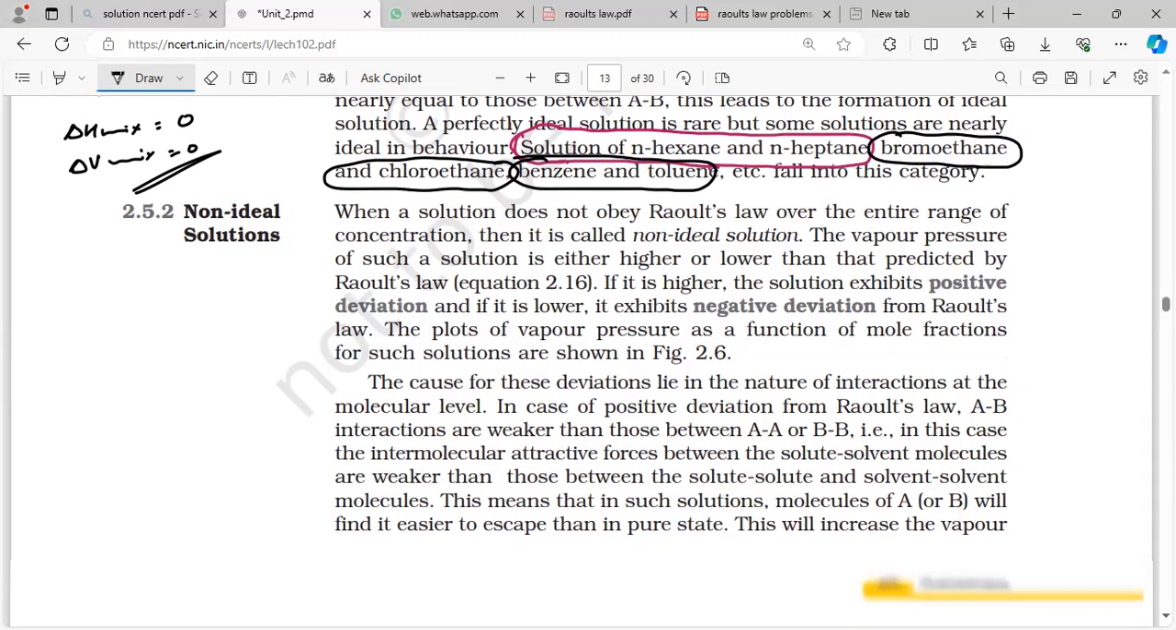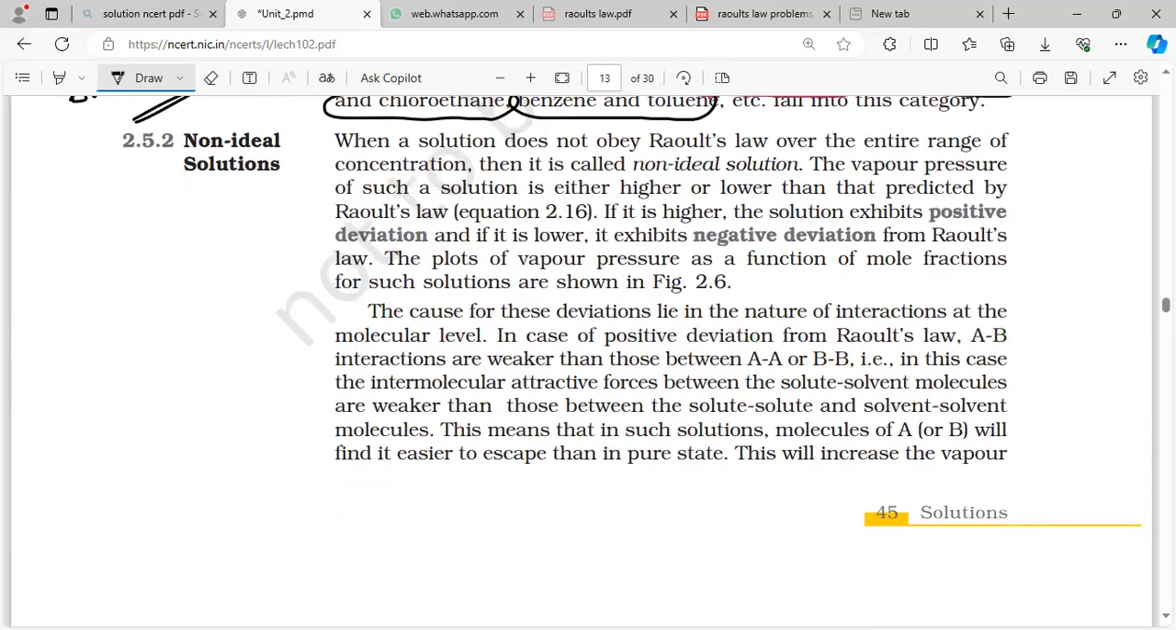Okay. Now we are dealing with the non-ideal solution. Let us take up the non-ideal solution here.